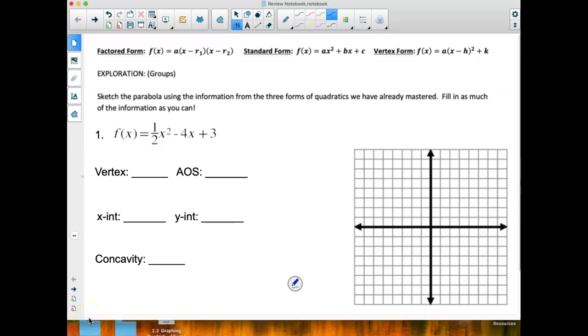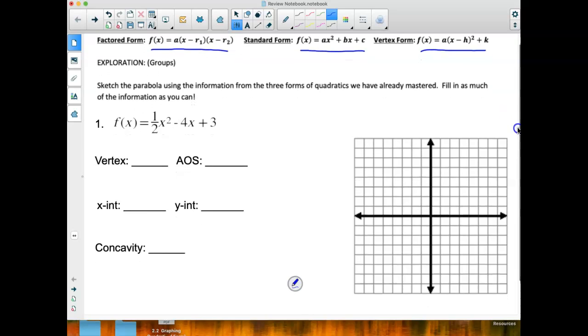Here I'm doing one example of each type on the summative review for you. So you just have to watch the one you need. In chapter 2, we're looking at graphing from factored form, standard form, and vertex form. Example number 1 is going to be standard form.